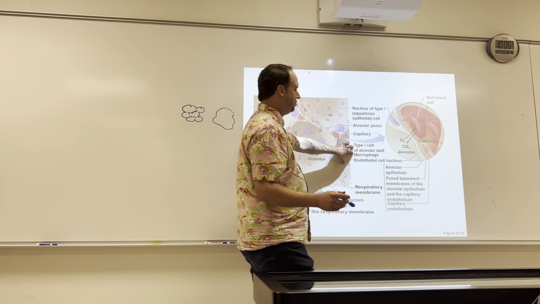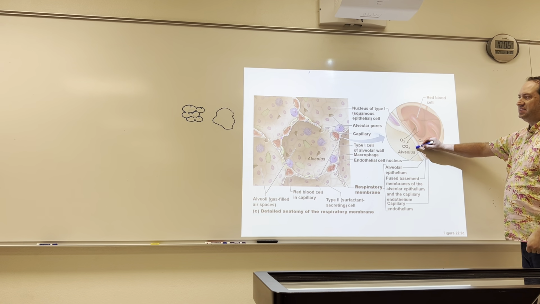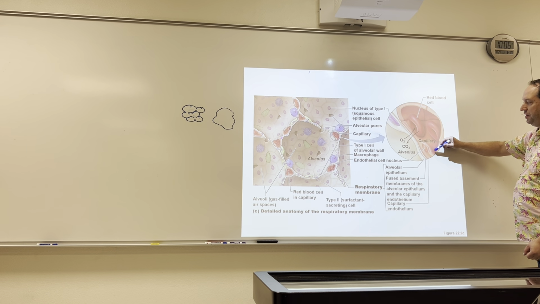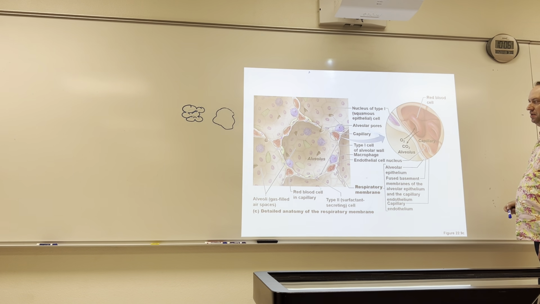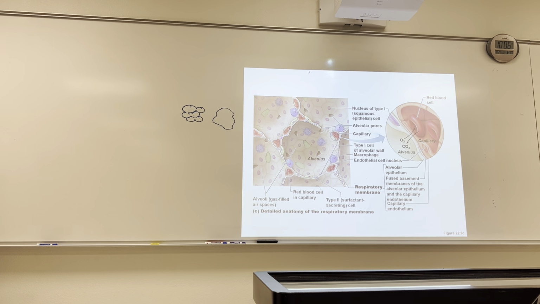Here's the actual respiratory membrane. There's our type 1 cell, that's the cell of the alveoli, like these little flat cells here. And then here's the capillary, and there's the capillary endothelial cell. So oxygen has to go through here and carbon dioxide the other way. These green cells are called type 2 cells. We'll talk about those type 2 cells in just a minute, so hold on to that.